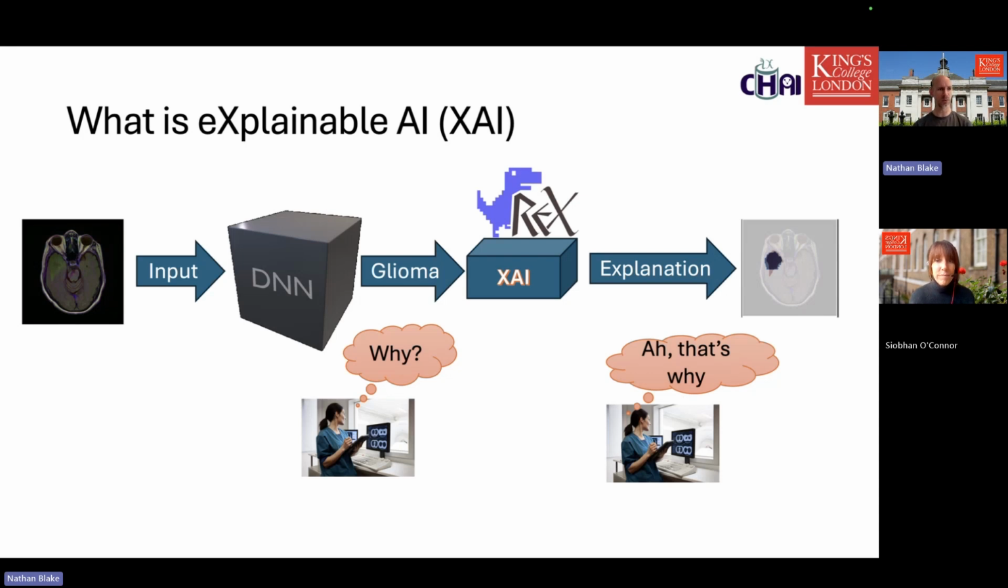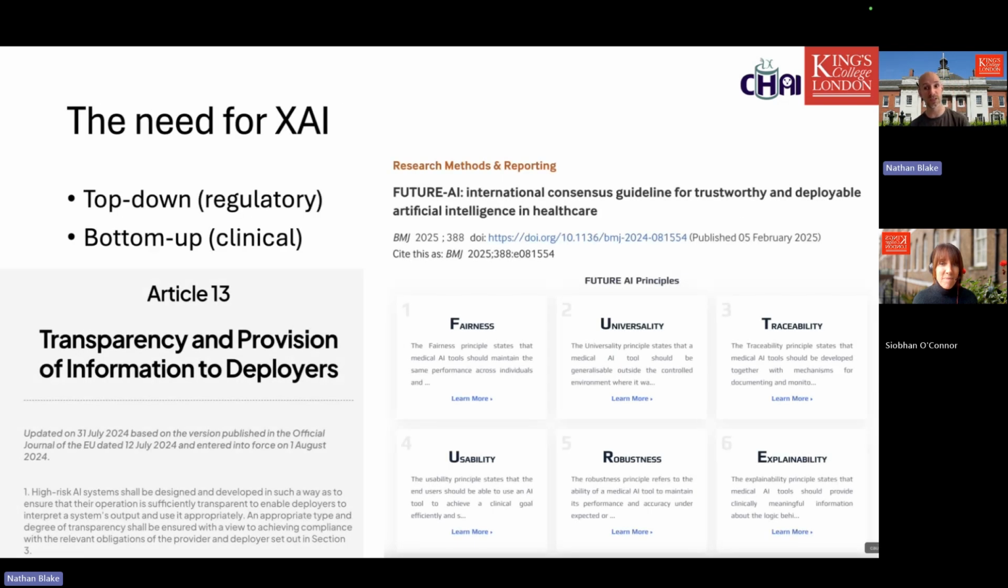So I think for some people that'll be fairly intuitive as to why you would want to have explainable AI, but it's not ubiquitously accepted. So I'll go on to quickly say why we do need and want explainable AI. You can put them down into two main camps: a top-down approach from a regulatory perspective, and also a bottom-up approach, more from a clinical demand perspective. We start with a regulatory perspective.